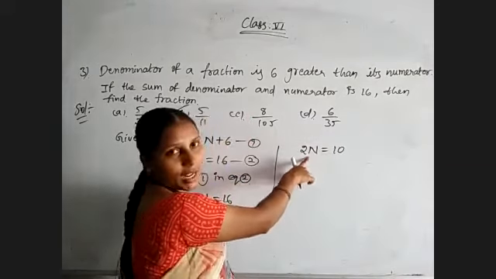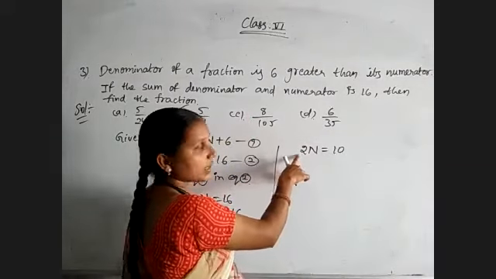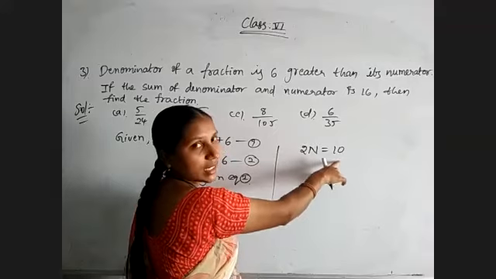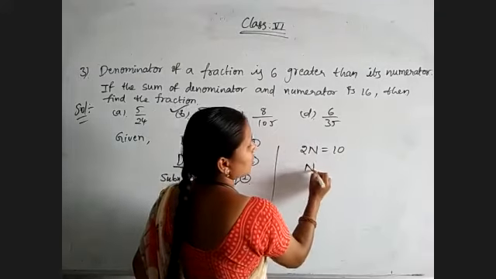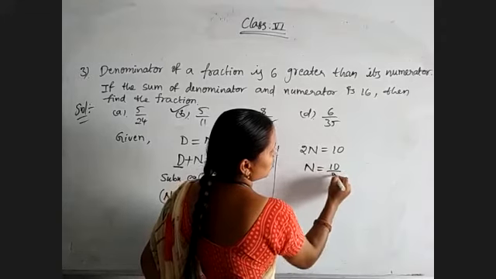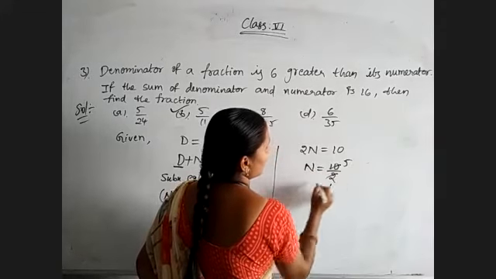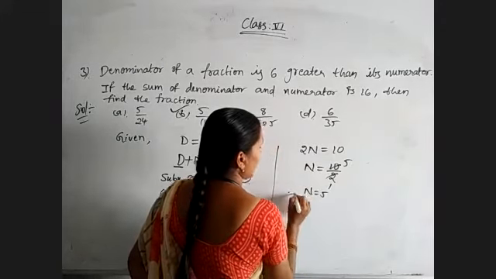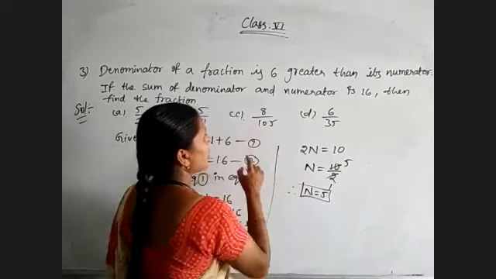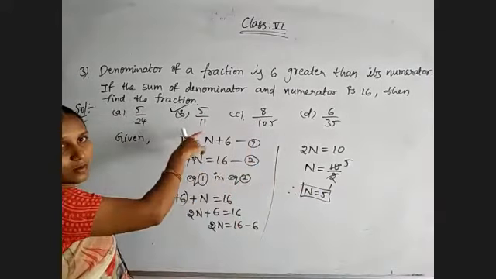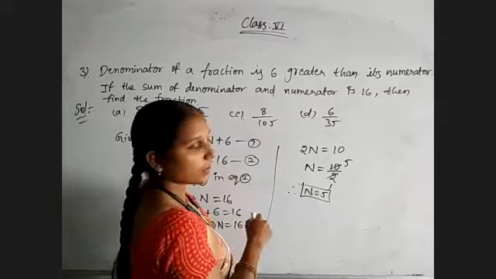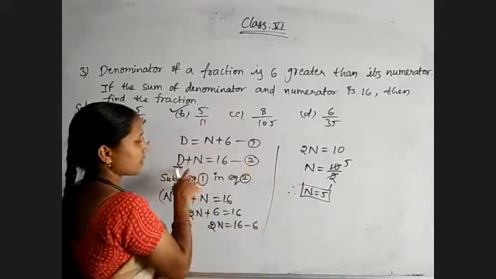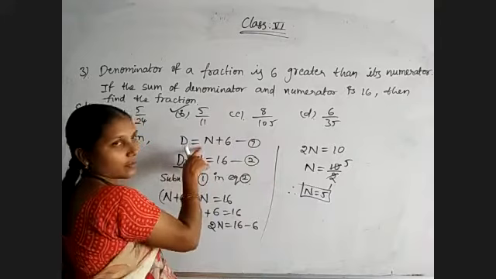Now we only need the n value, but we have an extra term, 2. It is in multiplication. So bring this side, then it will become division. So n equals 10 by 2. 2 ones are 2, 2 fives are 10. So n equals 5. We got the numerator as 5. So with the numerator 5, we have 2 fractions, but which one is the correct one? We need to select. So substitute the n value in equation 2, otherwise in equation 1.